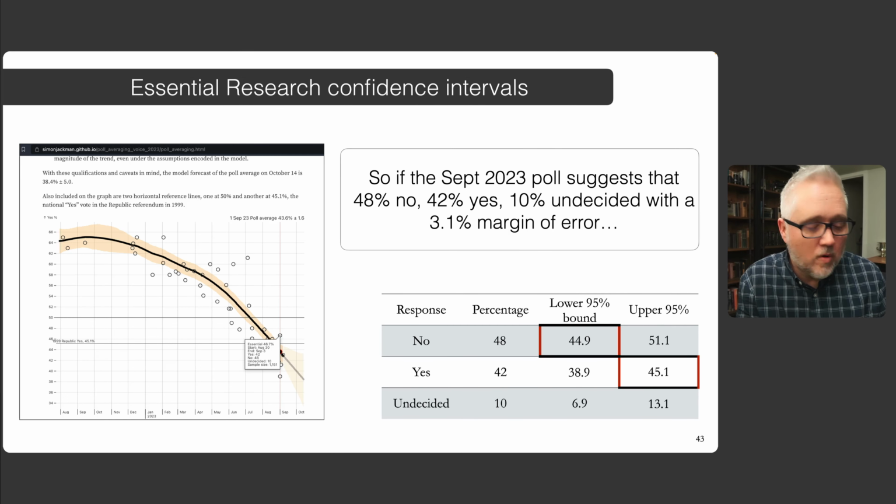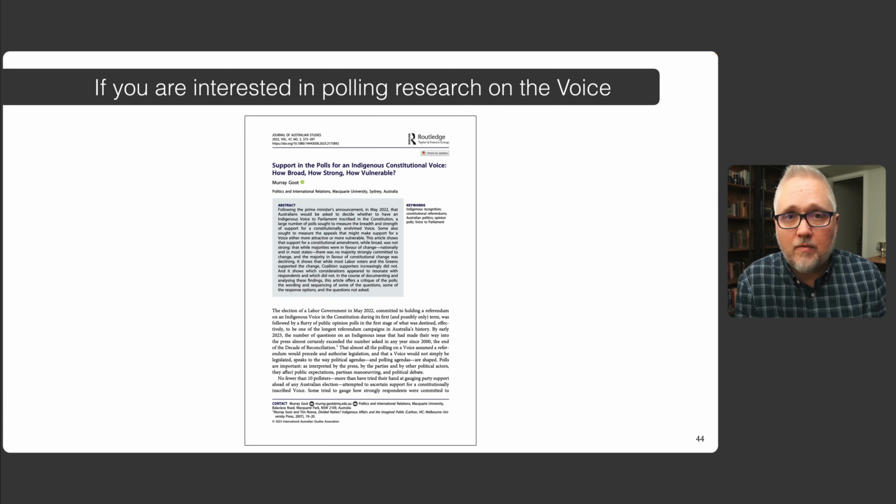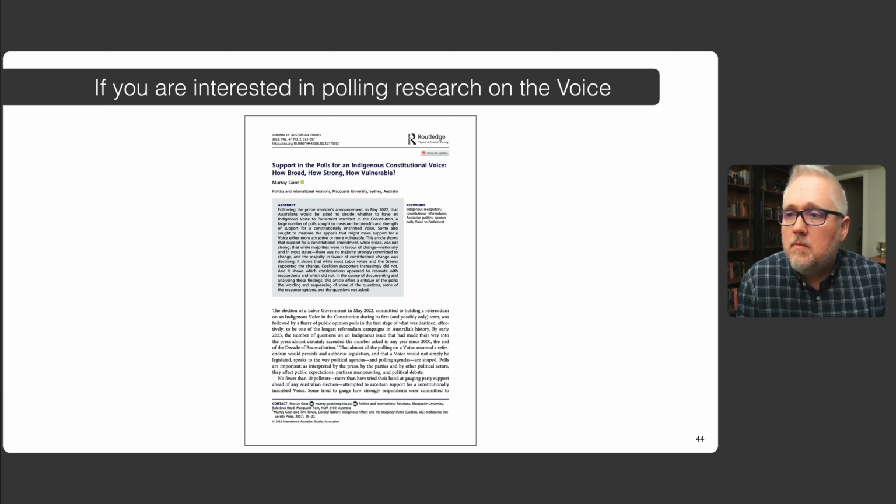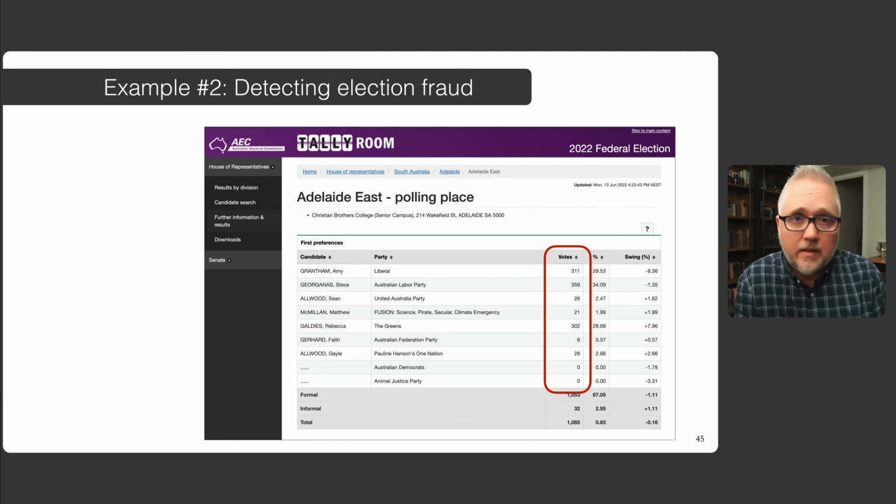If you want to know more about the specific referendum that we're holding, there's already been published academic research like this one by Murray Groot in the Journal of Australian Studies, and I'm sure there'll be other ones forthcoming. I wanted to turn now to the second example of the use of probability to understand political phenomena that I really find interesting or topical.